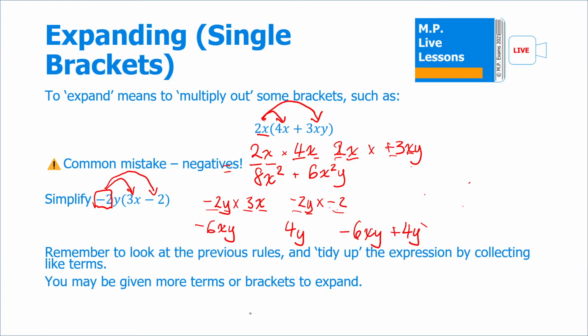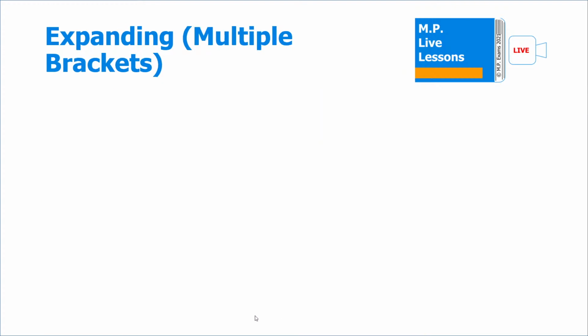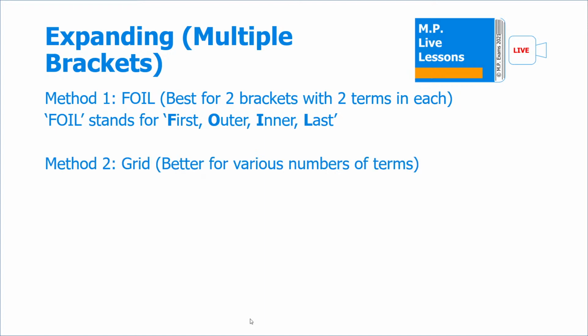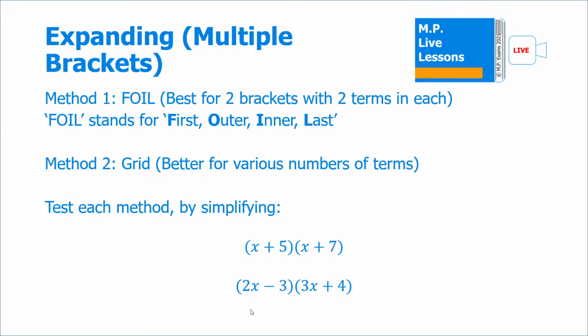Now, you'll need to know how to expand some double brackets as well. So method 1 is FOIL. This is best for two brackets with two terms each. FOIL stands for the first, then the outer, then the inner, then the last. The second method is the grid method, which is better for various numbers of terms. And I've already tested each method in the previous video. I'll just do one example of each, with this example here I'll choose.